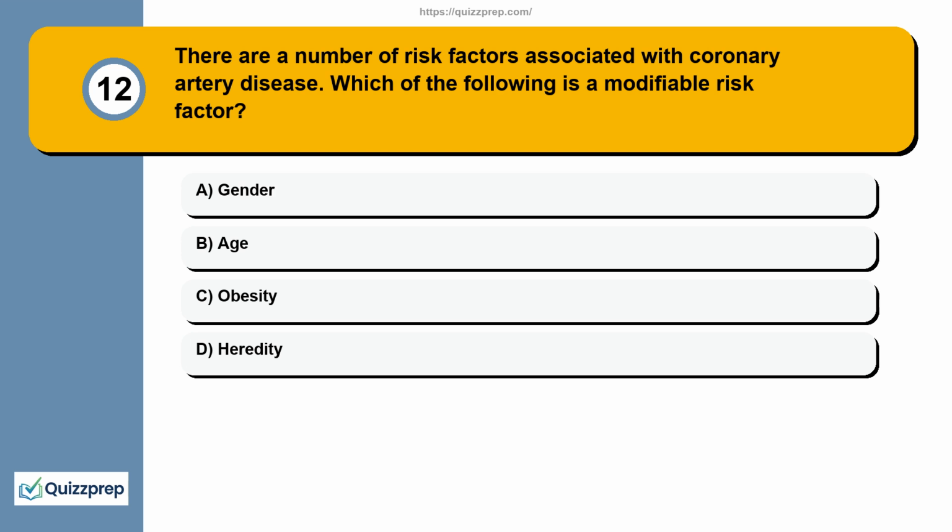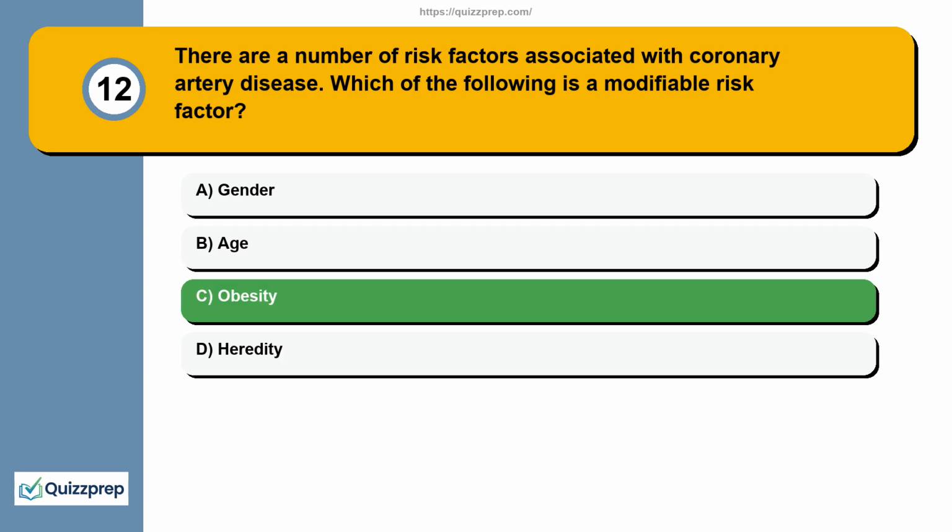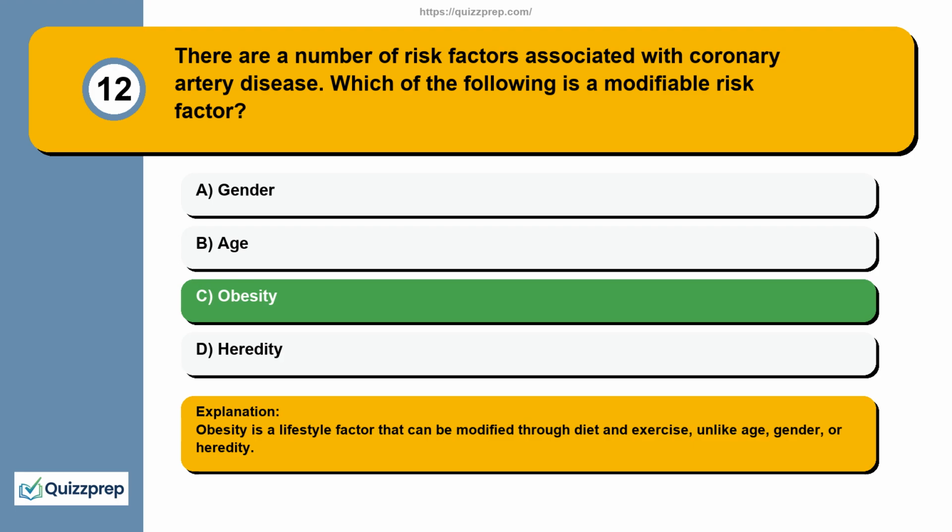Question 12. There are a number of risk factors associated with coronary artery disease. Which of the following is a modifiable risk factor? Gender, age, obesity, heredity. Obesity is a lifestyle factor that can be modified through diet and exercise, unlike age, gender, or heredity.